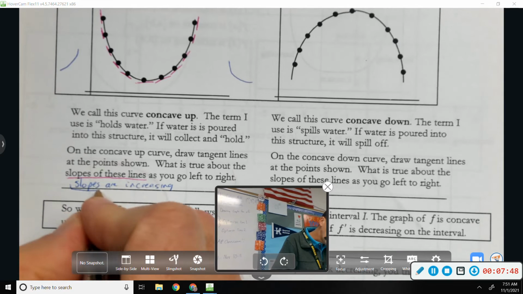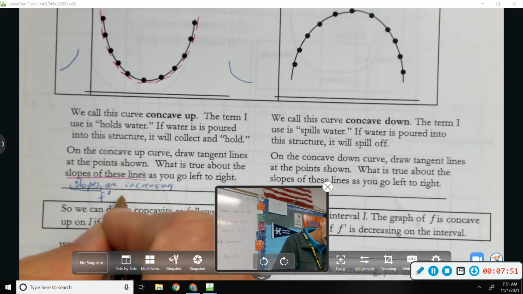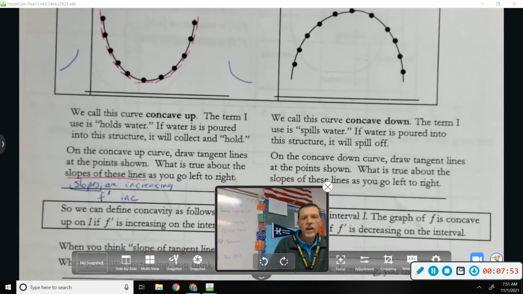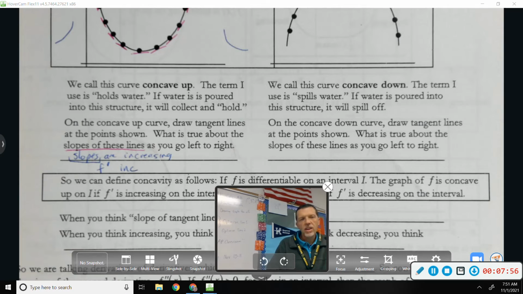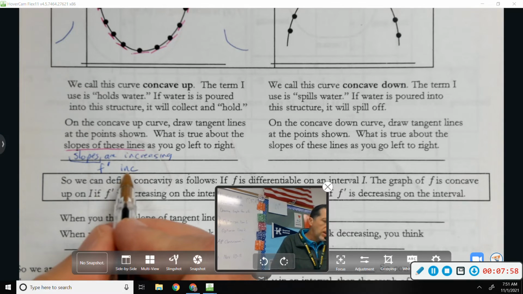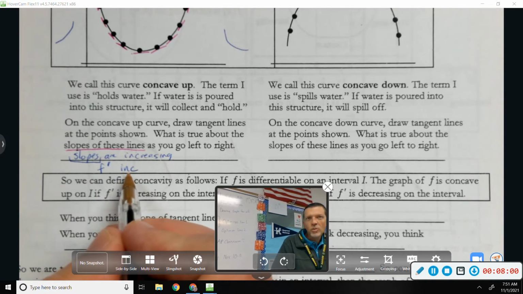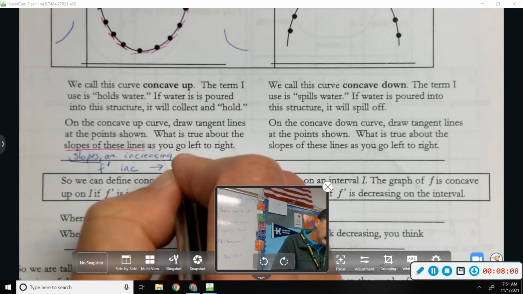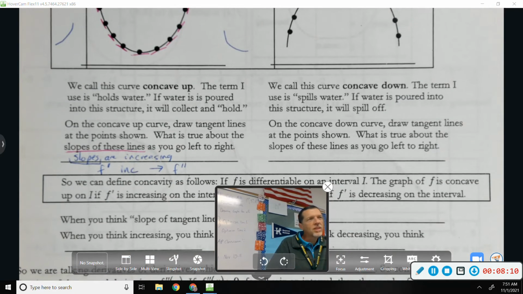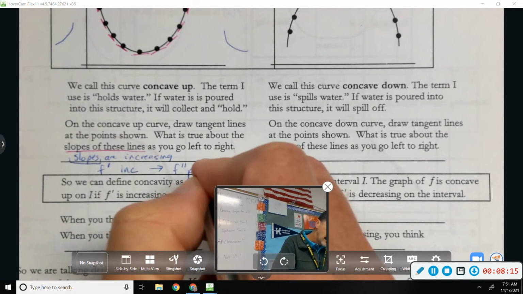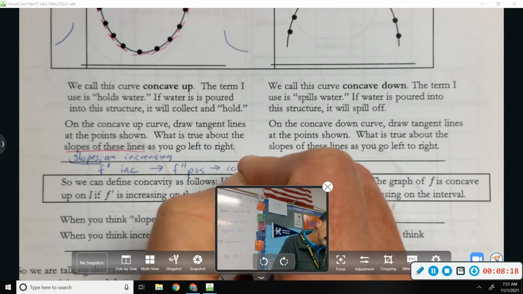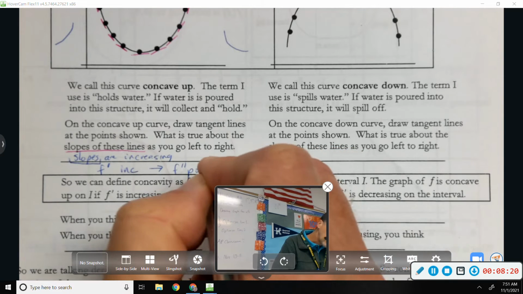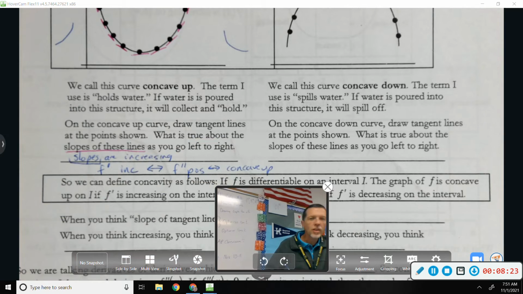Well, another name for slopes is f prime. So we could say f prime is increasing. Increasing is a derivative word. That's a slope word. That's a rate word. So f prime increasing means the same thing as f double prime is positive. And of course, if f double prime is positive, that means we're concave up. In fact, we could make double arrows on all of those. All of those mean the same thing.